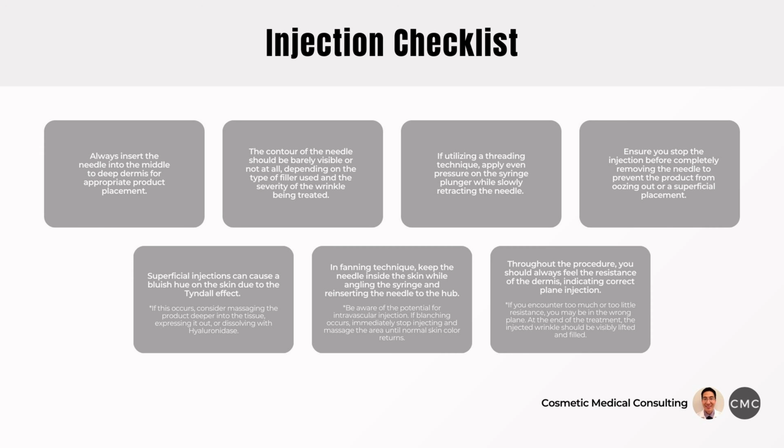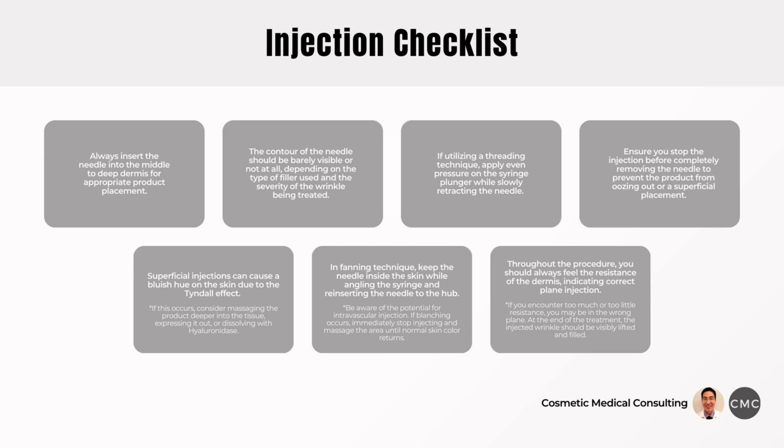In the fanning technique, keep the needle inside the skin while angling the syringe and reinserting the needle to the hub. Be aware of potential for intravascular injection. If blanching occurs, immediately stop injecting and massage the area until normal skin color returns.